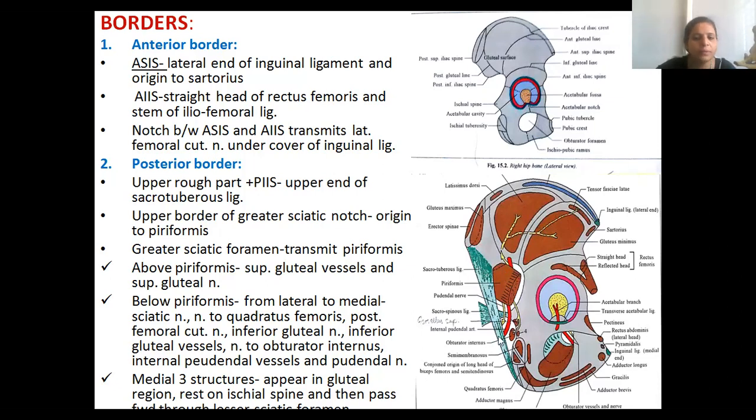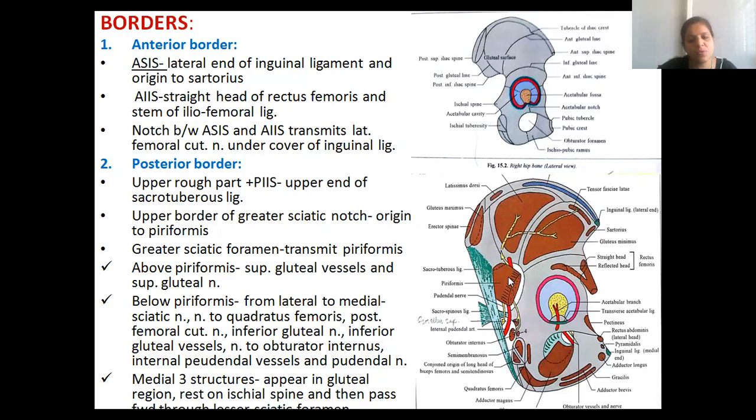Then, the upper border of the greater sciatic notch, I told you there is one key muscle. What is that? Piriformis. So the greater sciatic foramen transmits piriformis. Above piriformis, you will have superior gluteal vessels and nerves. Below piriformis, you also have inferior gluteal vessels and nerves. The sciatic nerve is the chief component.